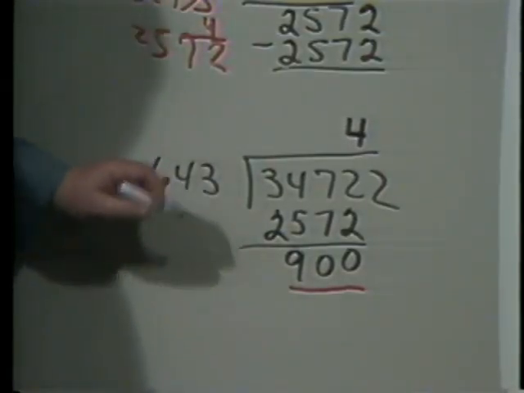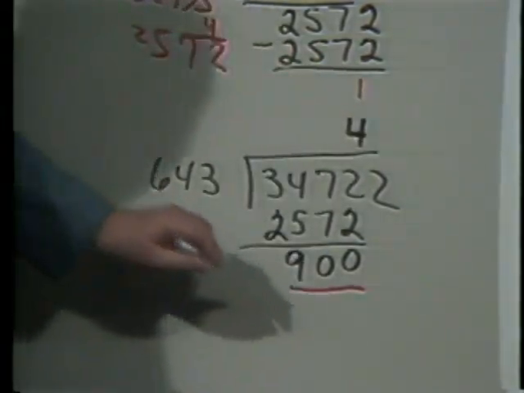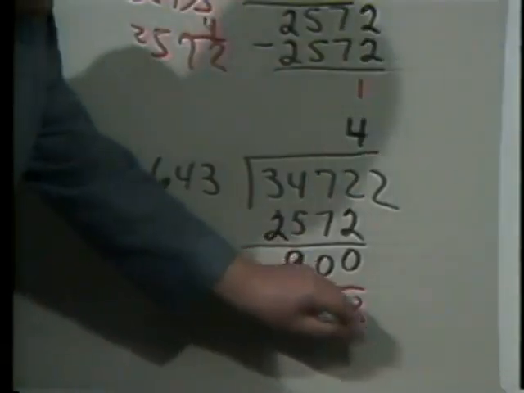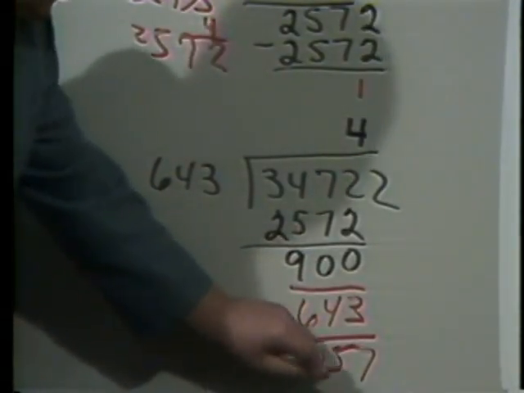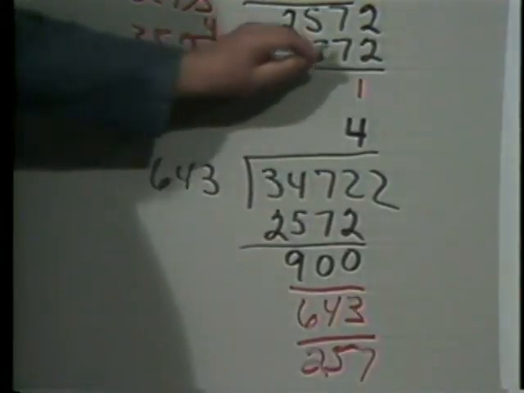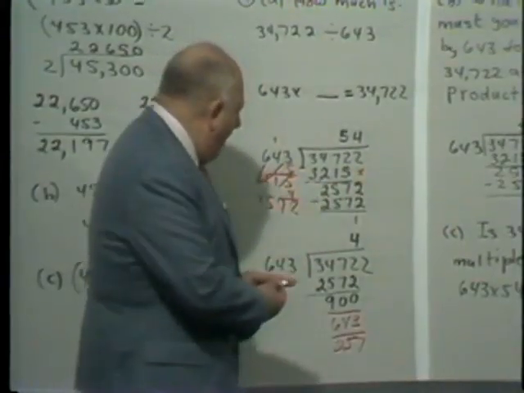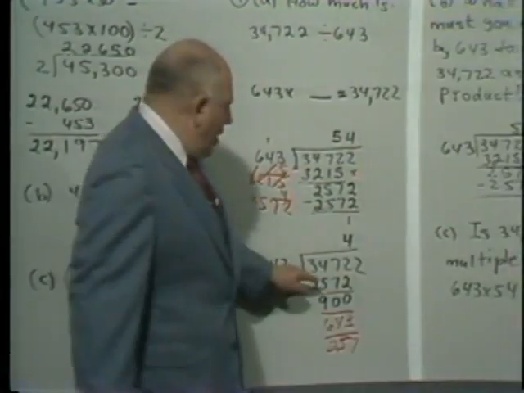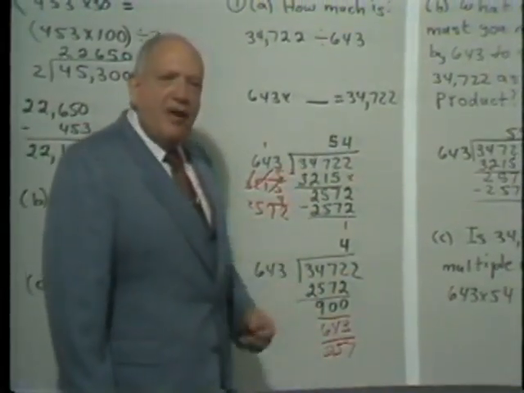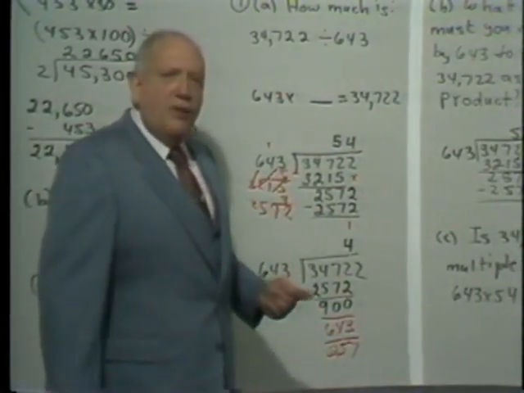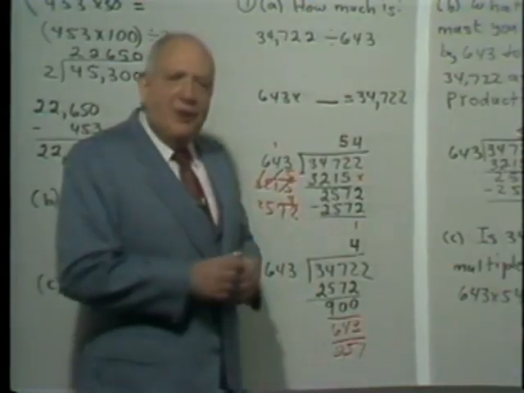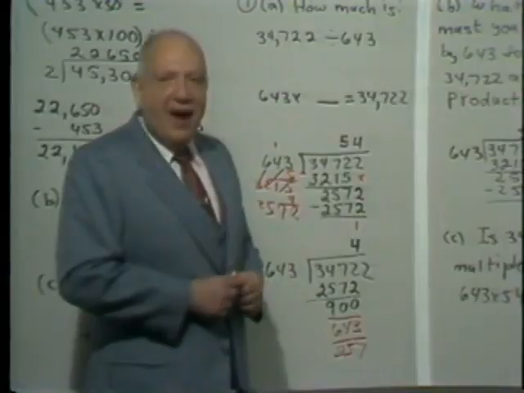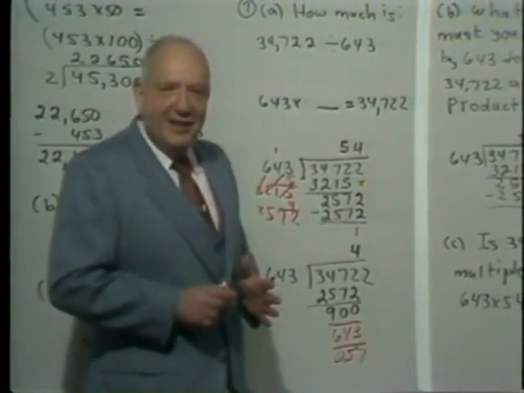I can still take out one more 643 from this. And now if I subtract, I get 752, which is the same thing I had over here. You see, if you ever guess wrong, one of 2 things will happen. You'll be subtracting too much, which tells you picked too big a number, or you'll have more left over than your divisor, which will tell you you've subtracted too little. Okay, do you see the idea there?